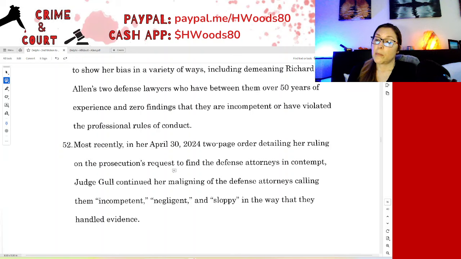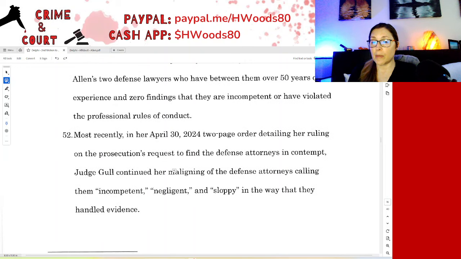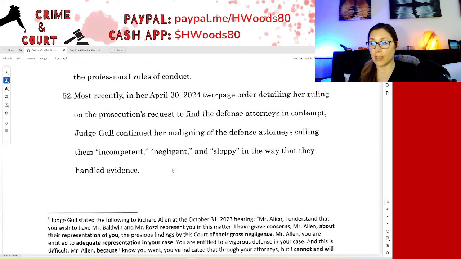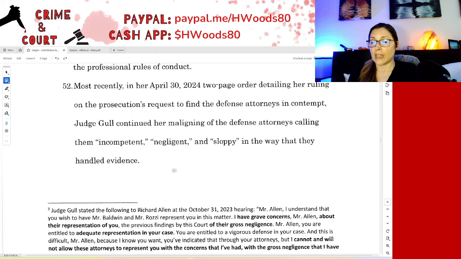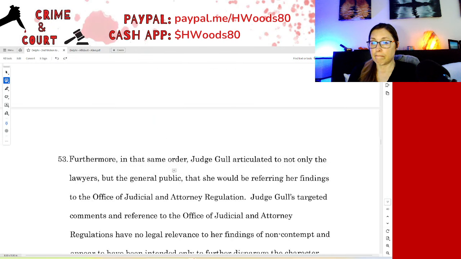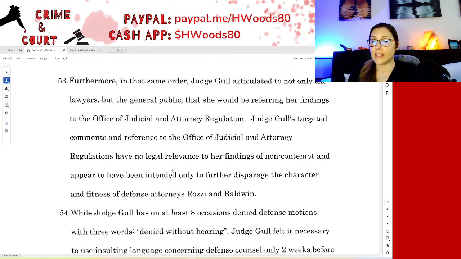All right, so most recently, in her April 30th, 2024 two-page order detailing her ruling on the prosecution's request to find the defense attorneys in contempt, Judge Gull continued her maligning of the defense attorneys, calling them incompetent, negligent, and sloppy in the way that they handled evidence. Furthermore, in that same order, Judge Gull articulated to not only the lawyers but the general public that she would be referring her findings to the Office of Judicial and Attorney Regulation.